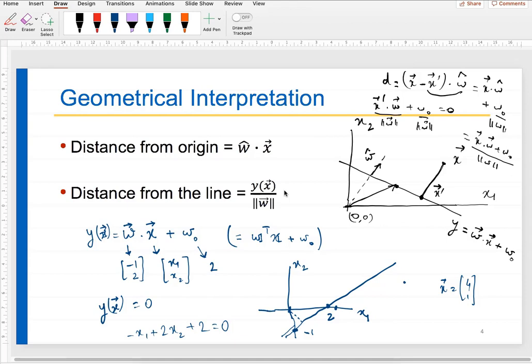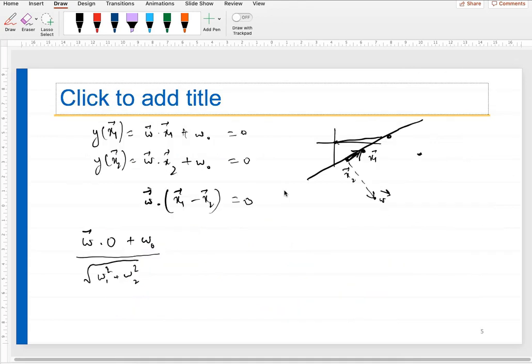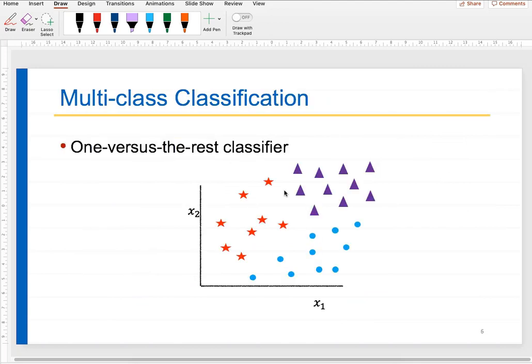Okay. If this is too complicated, just ignore it, but take this point that the geometrical interpretation becomes very useful when you work on some real problems, when you design your own classifiers and things like that. Okay, now we have discussed the two-class classifier, right?